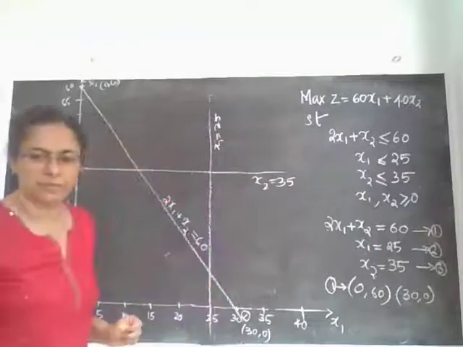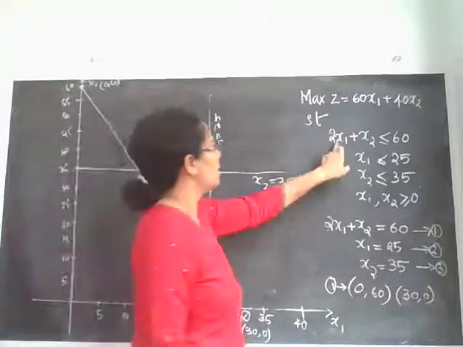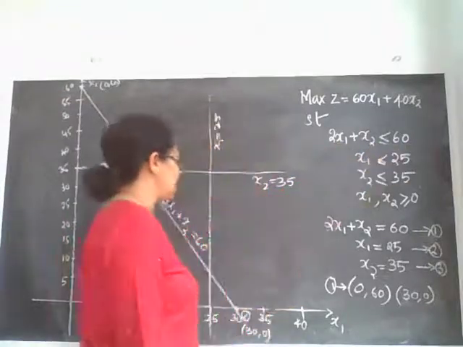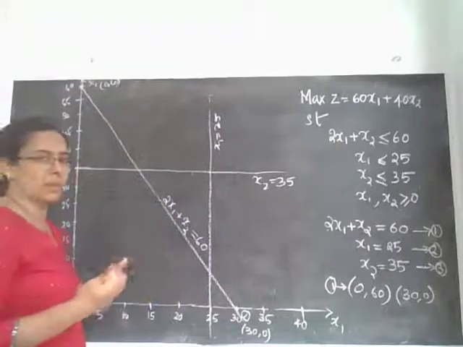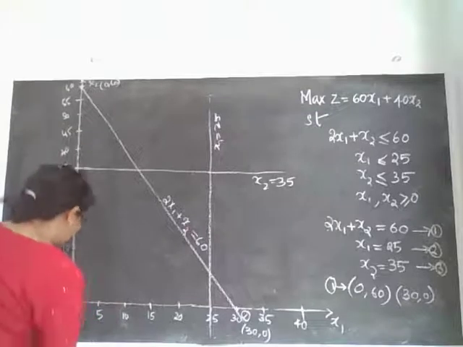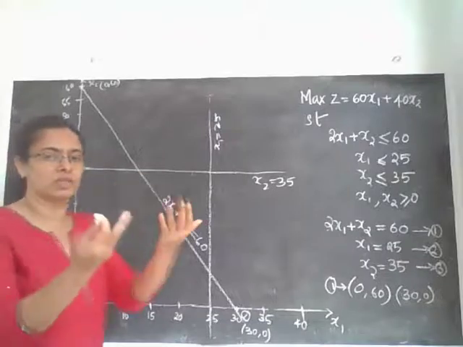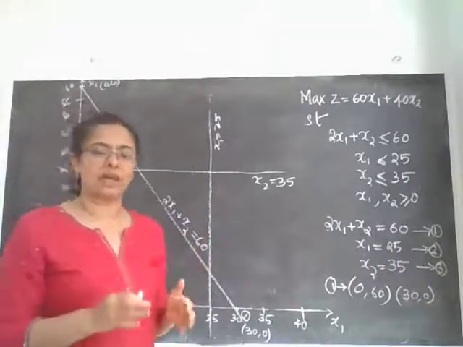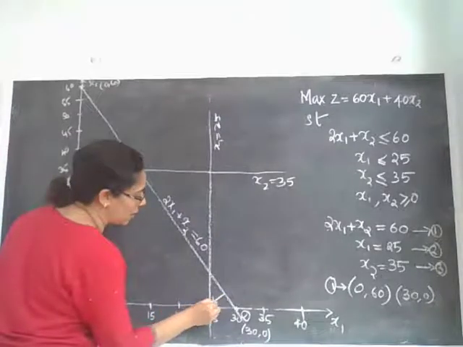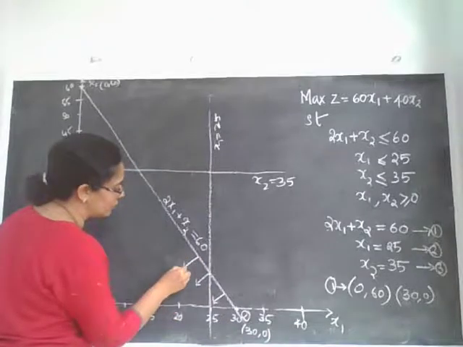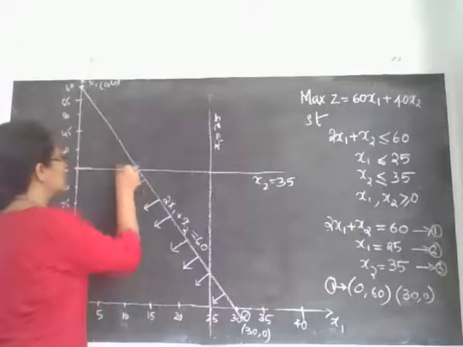Now we have the feasible region, and we shade it. For 2x1 plus x2 less than or equal to 60, it is below the line. Compare with the origin, which is 0: towards the origin is less and away from the origin is greater. So with an arrow mark on this line, the feasible region is towards this side.